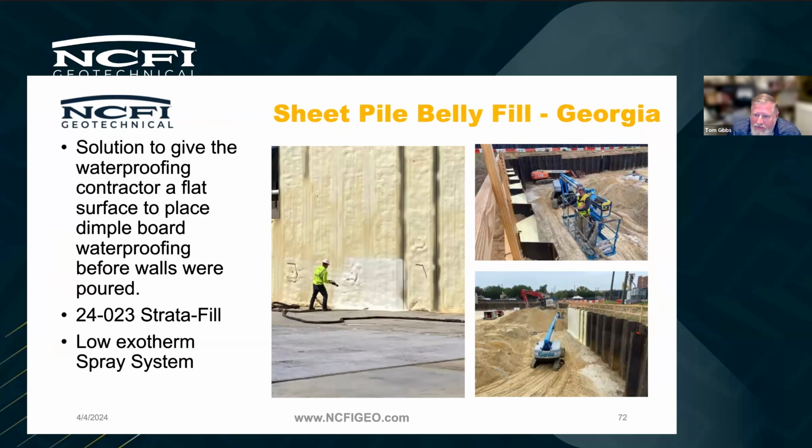This is another application that was kind of different. This request was to provide, on the sheet pile wall, a flat surface for the dimple board membrane that the waterproofing company was going to put in. It also helped eliminate quite a bit of weight from the concrete that was poured for this parking structure for this condo complex. So this is a Stratafill product, our 24023, a low exotherm system. So we're able to fill those bellies without having to slow down and wait for it to cool down.